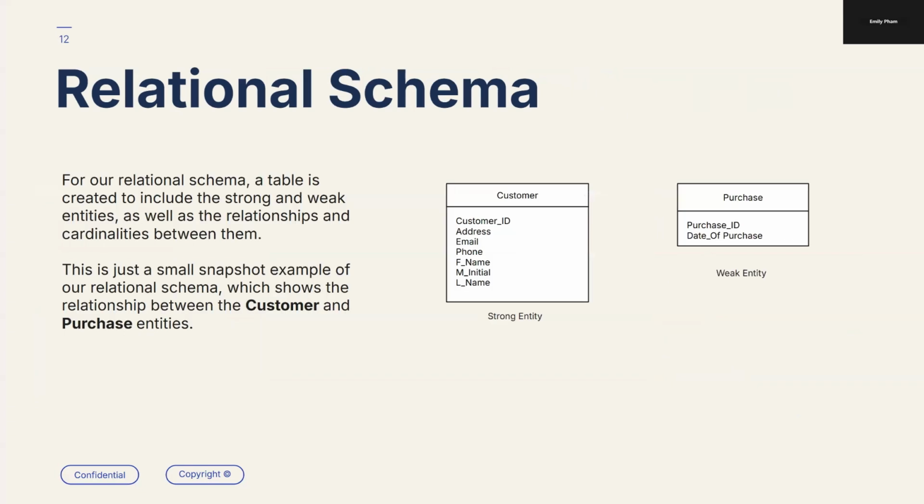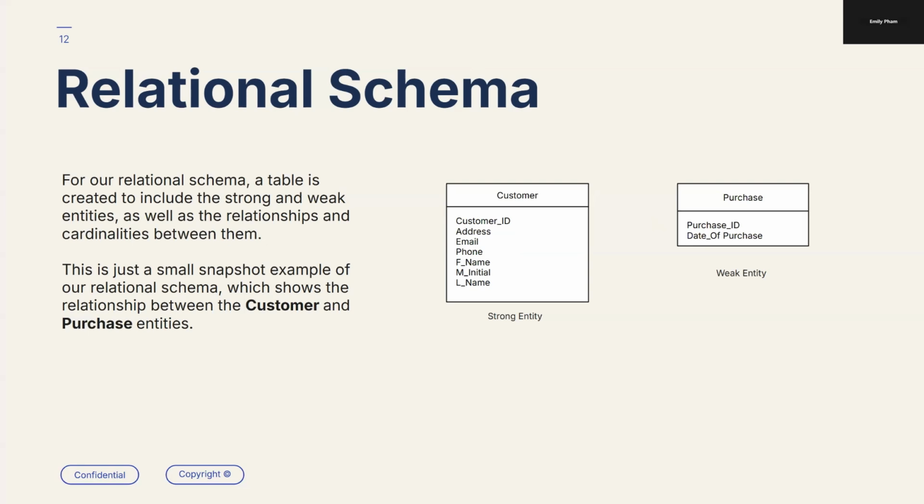Here, pictured on the right, is a small snapshot example from our entire relational schema, this time showing the customer and purchase entities. As you can see, customer is a strong entity, meaning that it is able to exist on its own without participating in any relation. Meanwhile, purchase is a weak entity, meaning that it cannot exist on its own and needs to participate in a relationship in order to exist.